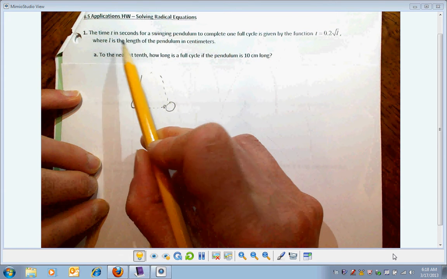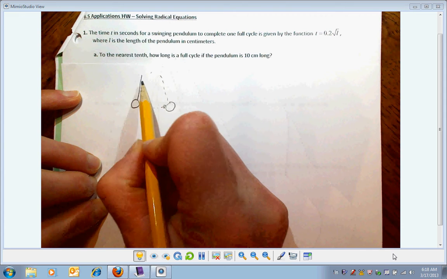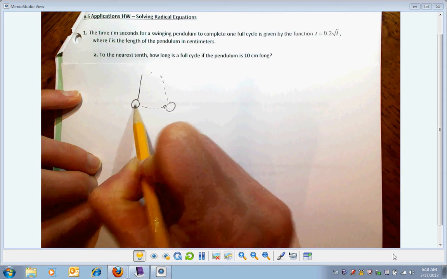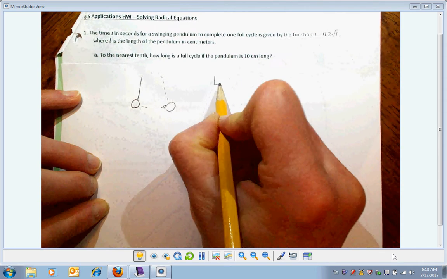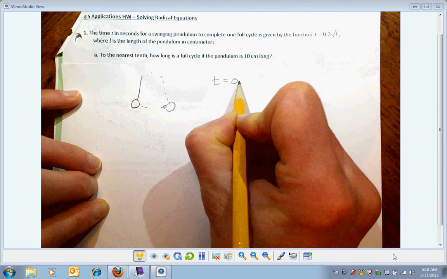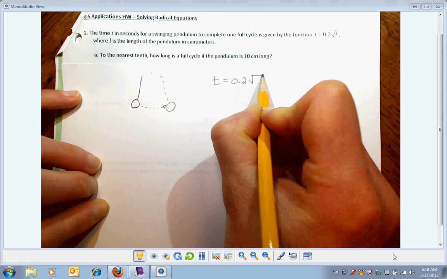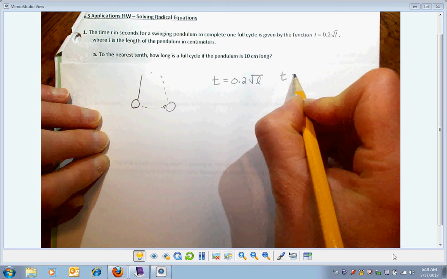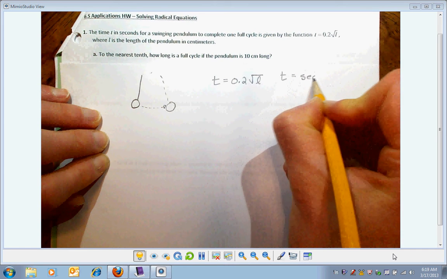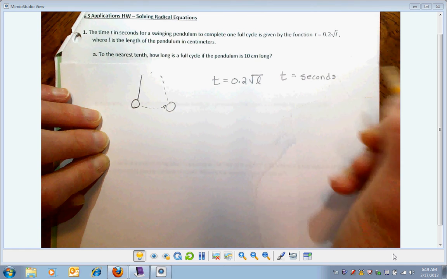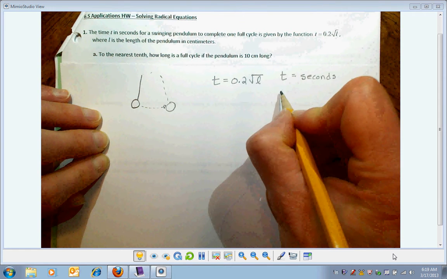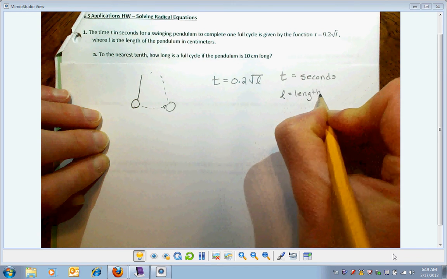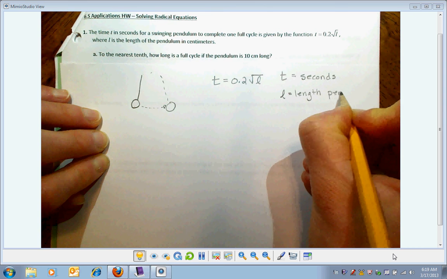So we want to find the length of the pendulum in centimeters, which is this portion right here. How long is the pendulum? So they give us the formula. T is equal to 0.2 square root of L, where we know that T is in seconds. It's time in seconds to complete one full cycle, and L is the length of the pendulum in centimeters.